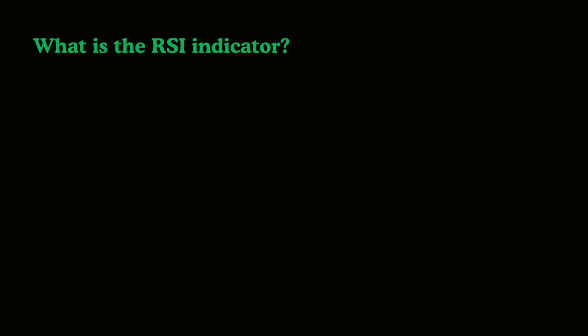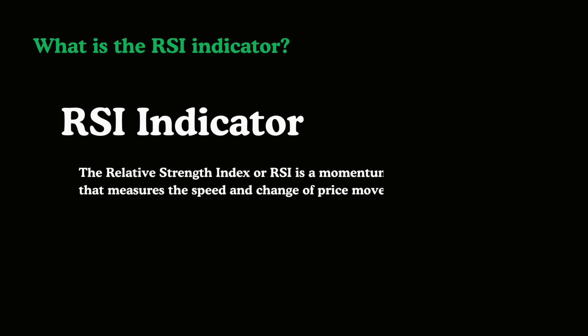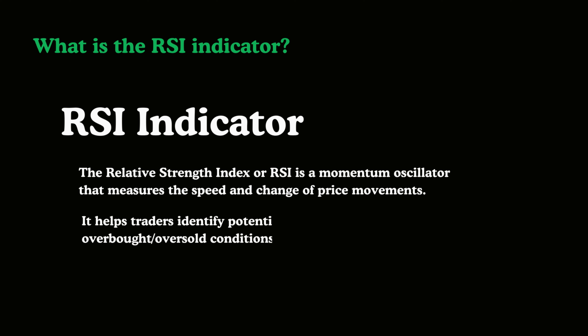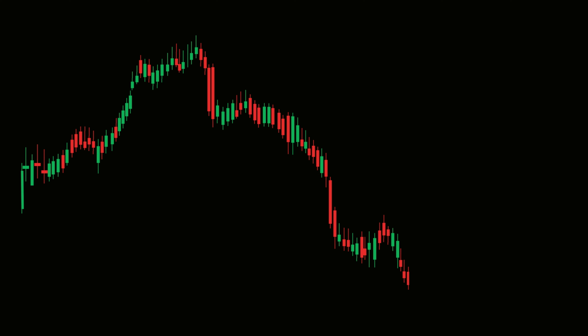Starting with the basics, what exactly is the RSI indicator? The Relative Strength Index, or RSI, acts as a momentum oscillator that tracks the speed and variation of price shifts. It assists traders in spotting possible trend reversals and overbought or oversold scenarios in the market. To add this indicator onto your chart, just go to the Indicators tab within the TradingView platform, then enter RSI in the search box.